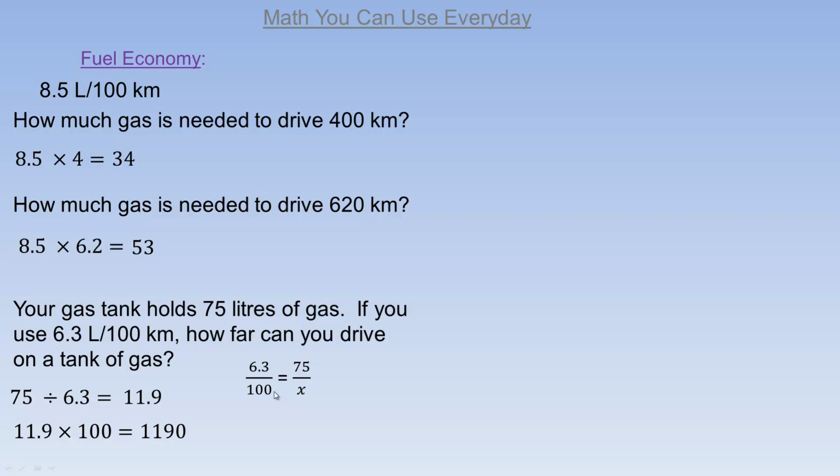So to solve for x here, we do something called cross multiplying. 100 times 75 and then divide by 6.3 will give us the x here. And this is actually the same calculation. See, there's the 75 divided by 6.3, and it really doesn't matter if you multiply by 100 before or after, you will still get 1190.